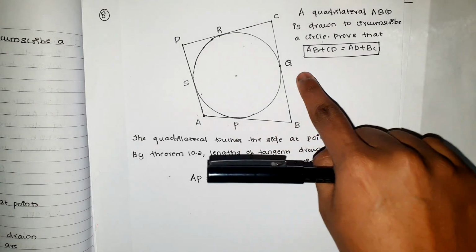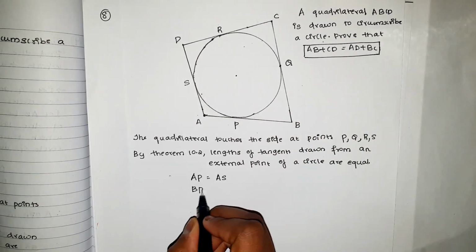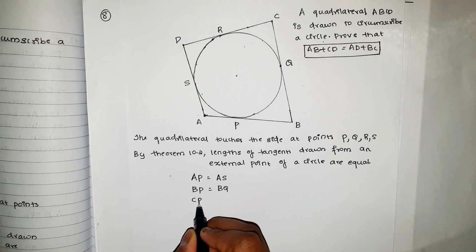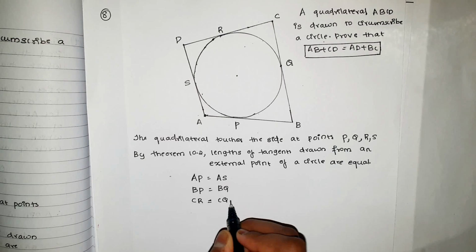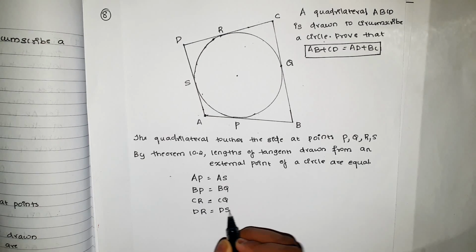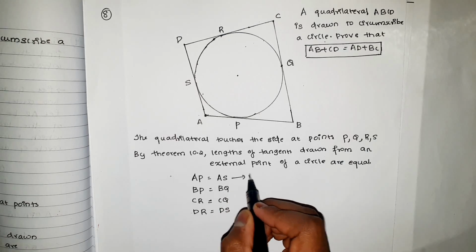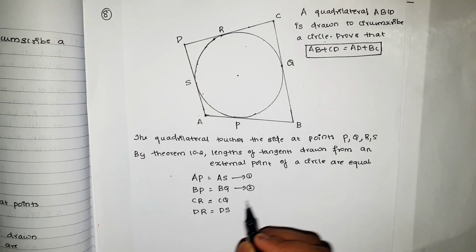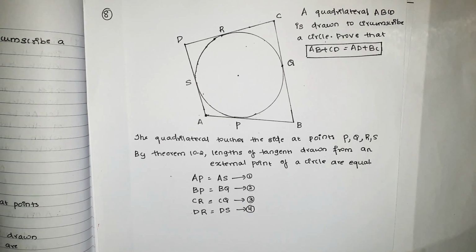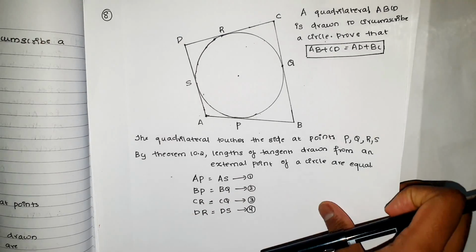BP is equal to BQ. CR is equal to CQ and DR is equal to DS. I am giving these as equations 1, 2, 3 and 4. Okay. Next, we are adding all the equations.